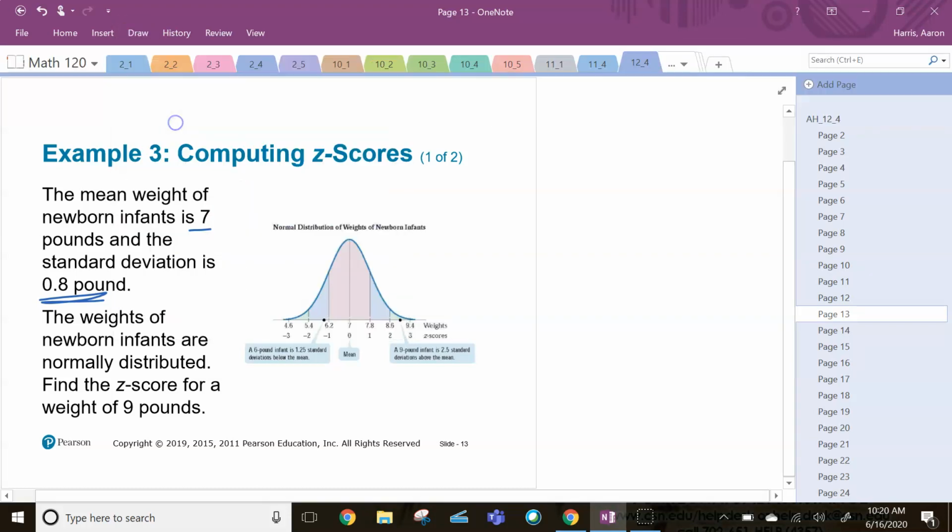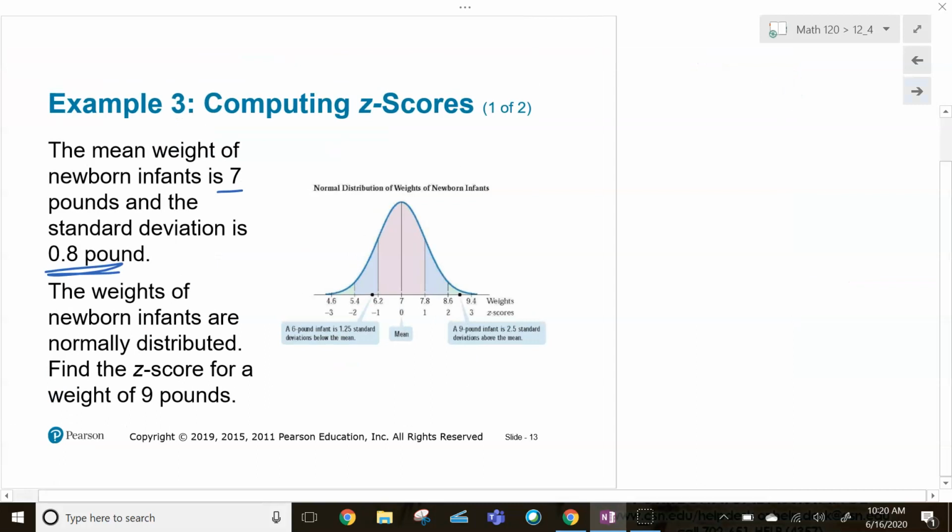So I'm trying to do two things at once here. And you can see it, you're like, okay, this weight of 9 is going to be right there. It's between 8.6 and 9.4, right? So I know if 7.8 is 1 standard deviation above, 8.6 is 2 standard deviations above, and 9.4 is 3 standard deviations above, 9 is right smack in the middle of 8.6 and 9.4. So I know my Z-score is going to be 2.5, but I'm going to go ahead and do the math.